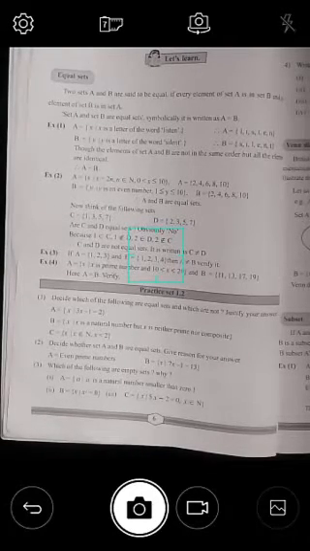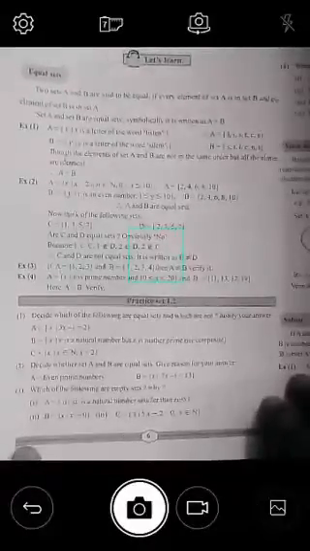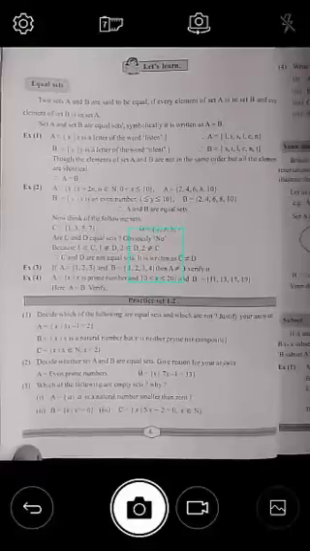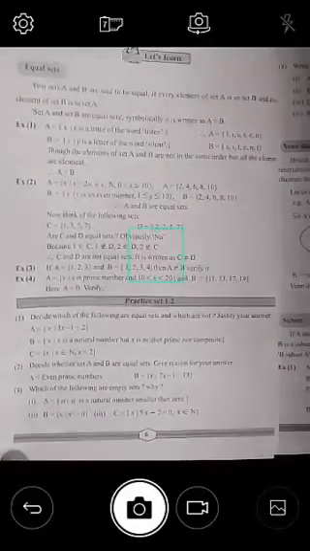Exercise 1.2, and we'll have a clear idea about equal sets and finite and infinite sets. Now the first one is: decide whether the following sets are equal and which are not. Justify your answer.